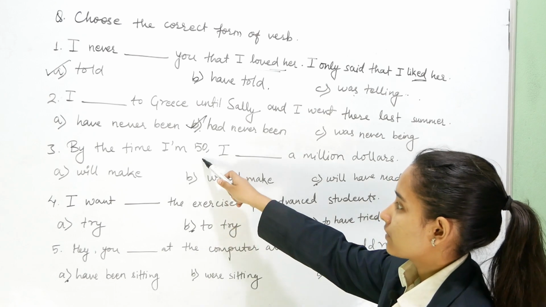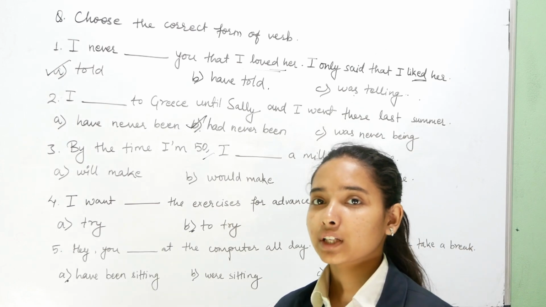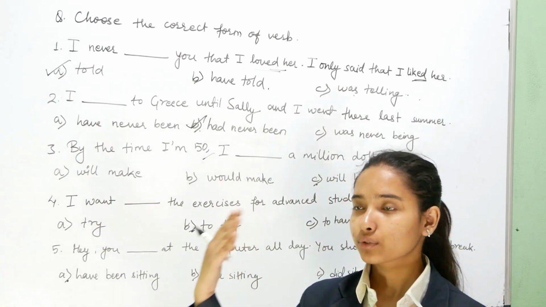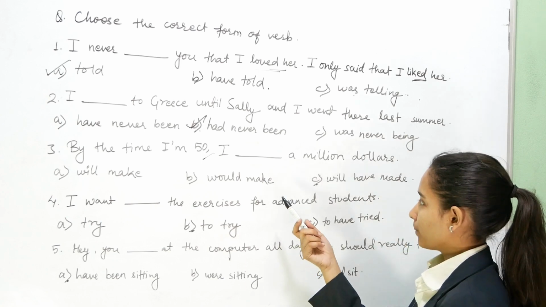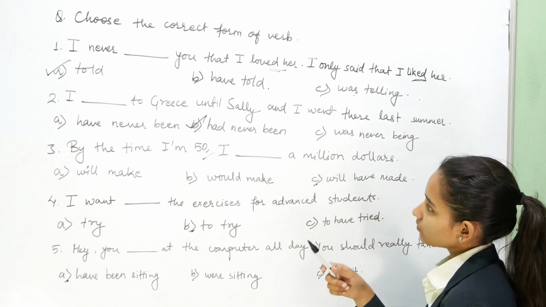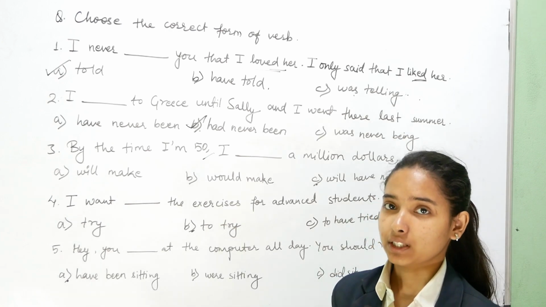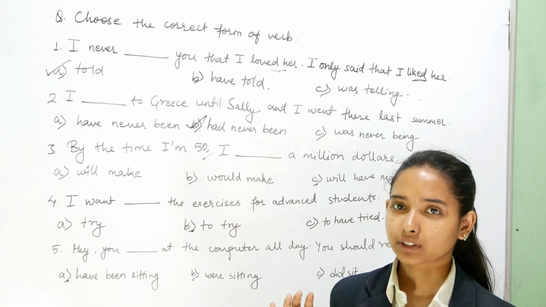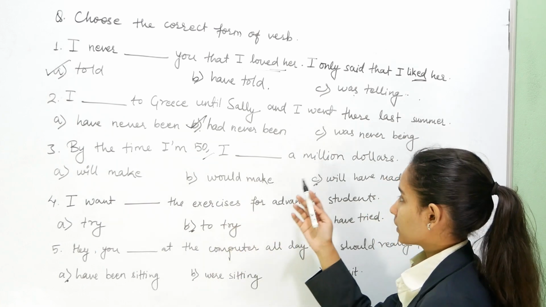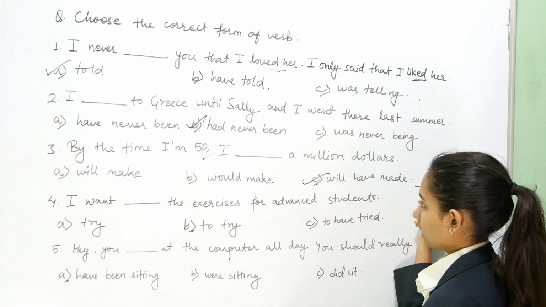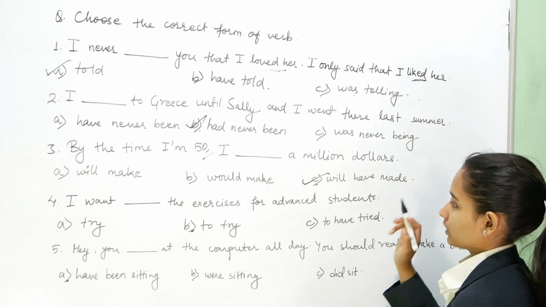By the time I'm 50. अब यसमा चाहिँ के भनेको छ भने जतिखेरसम्म उ 50 हुन्छ, which is like future मा. I dash $1 million will make, would make, will have made. So what he wants to tell here is that by the time I'm 50, उसले चाहिँ बनाइसकेको हुन्छ. So future मा he has already done it. So we will make it will have made. By the time I'm 50, I will have made $1 million.